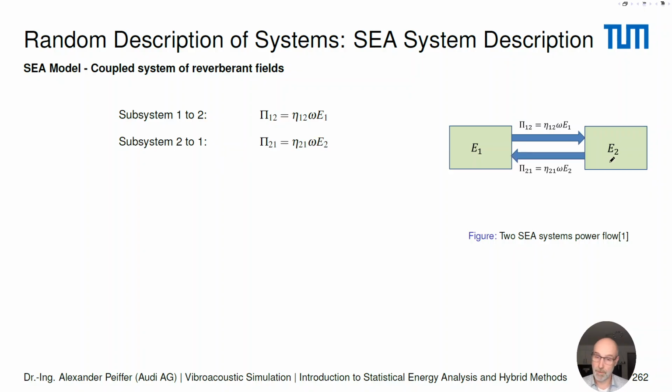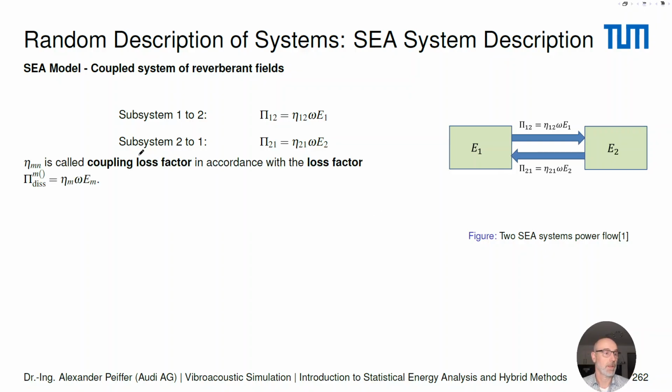The same will be on the reverse. So we will have a power flow from subsystem number 2 back to subsystem number 1, and this will be described by a so-called coupling loss factor with index 2,1 for the other direction. So we call this coupling loss factor because this is in accordance with the loss factor, which was defined in such a way for the dissipated power.